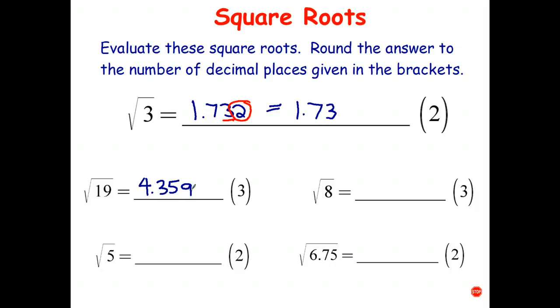And that is the square root of 19 correctly rounded to 3 decimal places. Okay, stop the video, and I'd like you to round each of the remaining 3 square roots to the number of decimal places shown in the brackets. Okay, so stop the video and turn it back on and check your answers.